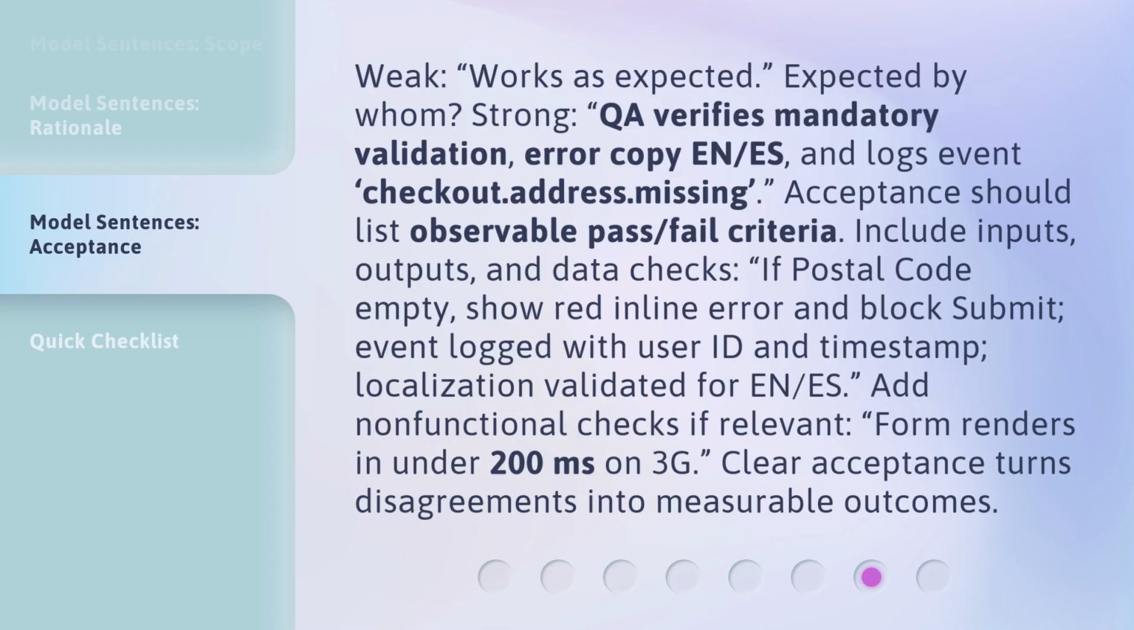If postal code empty, show red inline error and block submit. Event logged with user ID and timestamp. Localization validated for EN/ES. Add non-functional checks if relevant. Form renders in under 200 milliseconds on 3G. Clear acceptance turns disagreements into measurable outcomes.